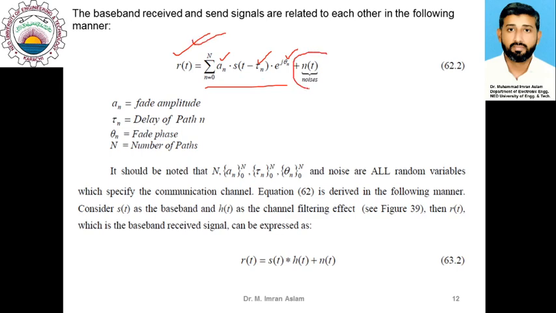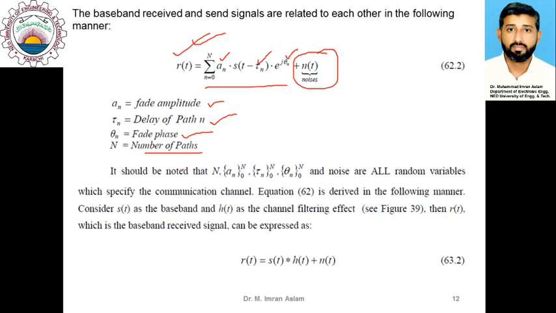Plus we know that noise would be added to the system as well, so eventually the received signal would be affected by noise as well. This an is generally known as fade amplitude. This tau n is the delay of path n. This theta n is represented as phase, and this capital N is representing the number of paths in this multipath propagation.